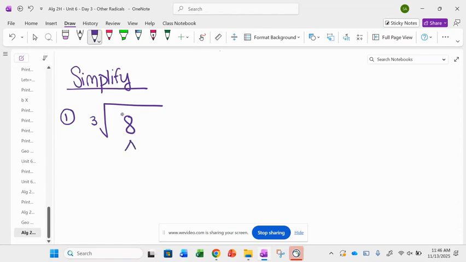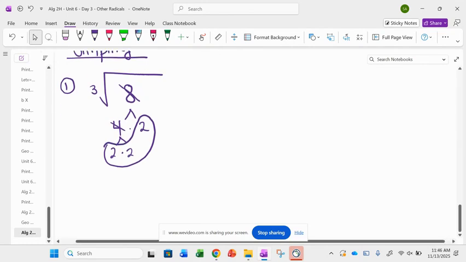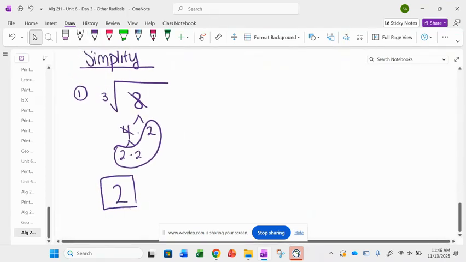So for 8, we could do this in our heads, but I'm taking the long way just to show you. For 8, it's 4 times 2. And then 4 is 2 times 2. So we're looking for our triplet, which is right there. Whatever you circle comes on the outside 1 time. Is there anything left on the inside? No. And that makes sense. Cubed root of 8 is 2 because 2 times 2 times 2 is 8.